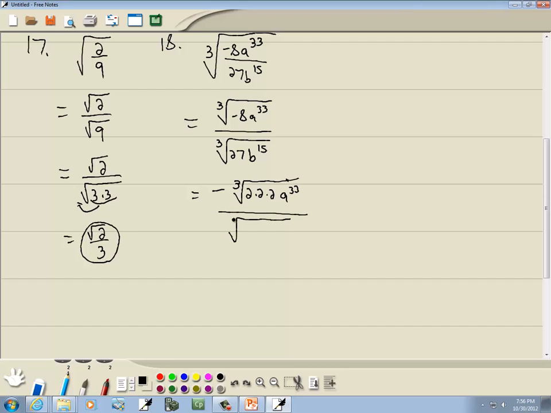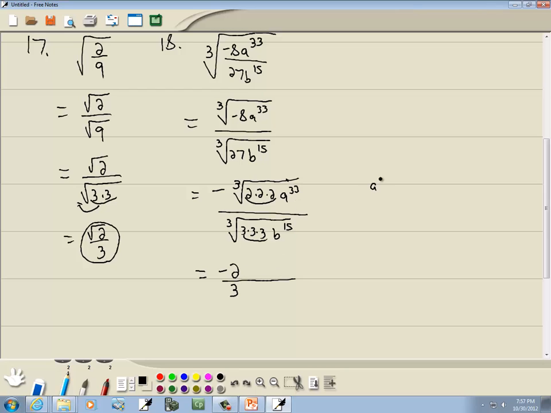On the bottom, 27 is 3 3's, b to the 15th. Well, our index is 3, which means we're looking for a set of 3 of something. Here's 3 2's, so those are going to come out as a single 2. And down below we have 3 3's. So again, our index is 3. We're looking for a set of 3 of something. Those set of 3 3's can come out as a single 3.